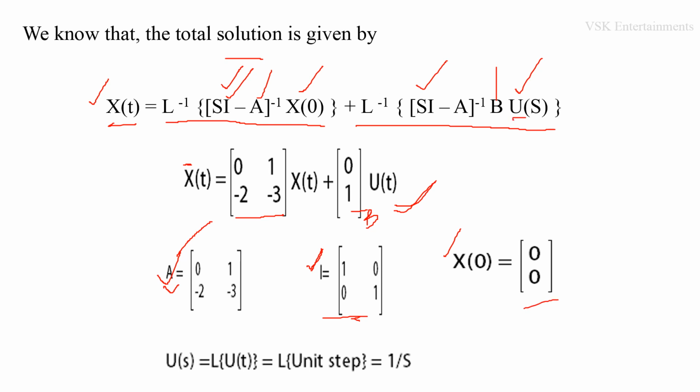Here U of s is the Laplace transform of the given input. In our problem, the given input is a unit step. We apply the Laplace transform to this given input, and we get 1 by s as U of s. Now we are going to substitute all these values in this equation to find the solution of the given state model.